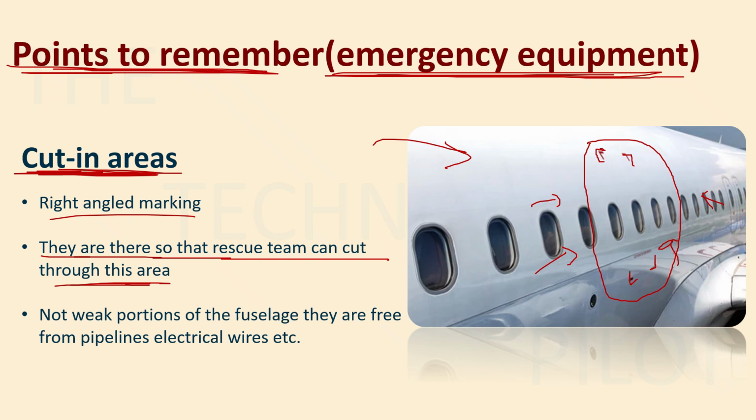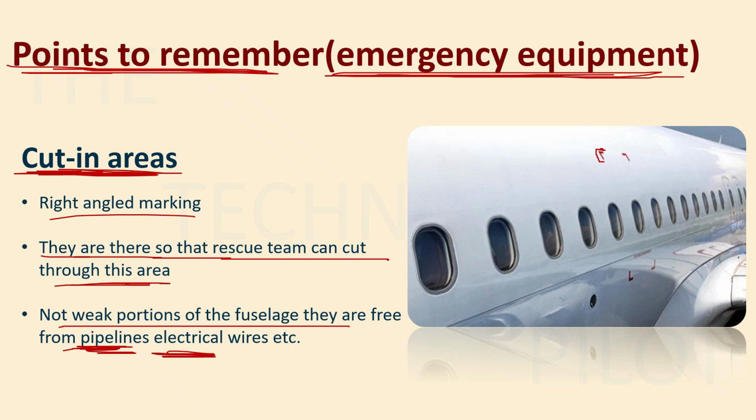And you might be thinking, why not cut here and why cut here? Are they weak? No, they are not a weak portion of the fuselage. They are actually free from any pipelines or electrical wires, which can be very, very dangerous for the rescuers when they try to get in the aircraft, right? Obviously, if they cut into some electrical wires, if flame, for example, is there, it can spread a lot or damage a lot of things. If they cut some hydraulic pipelines, there will be another mess, right? So that is why there are certain areas which are free from pipelines and wires so that the rescuers can cut through them, and they're not weak.